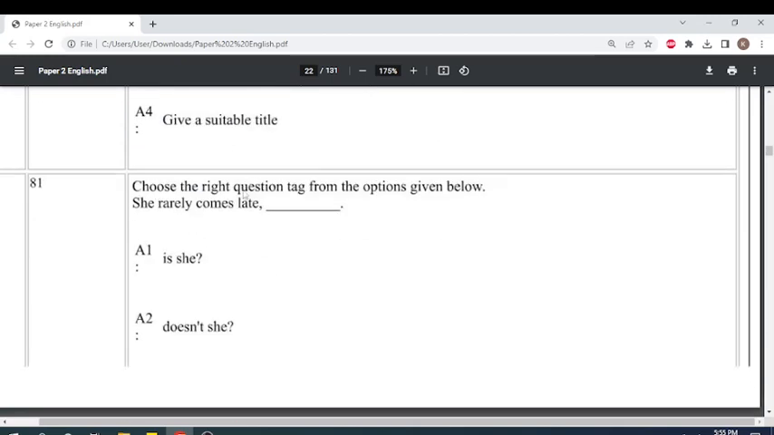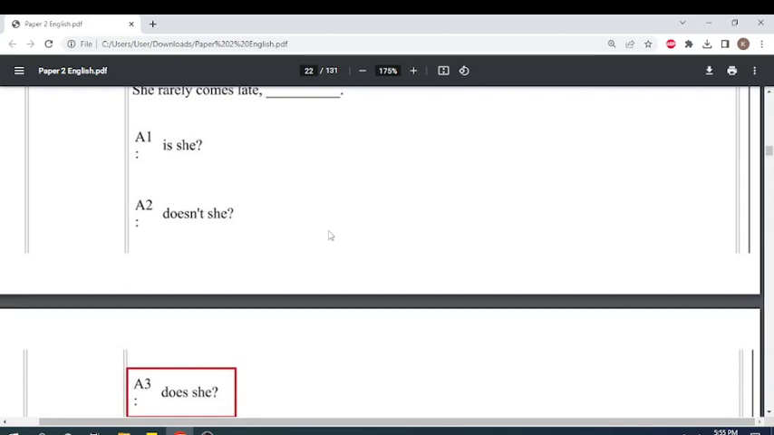81. Choose the right question tag from the options given below. She rarely comes late, dash. Answer A3, does she?